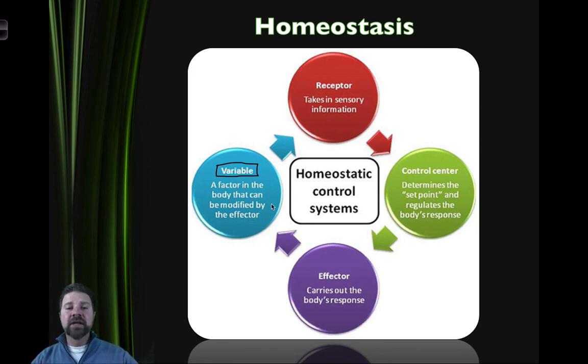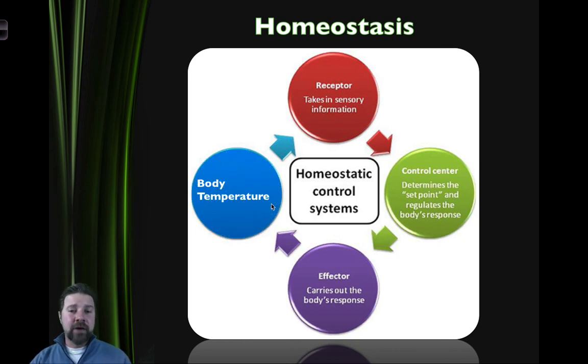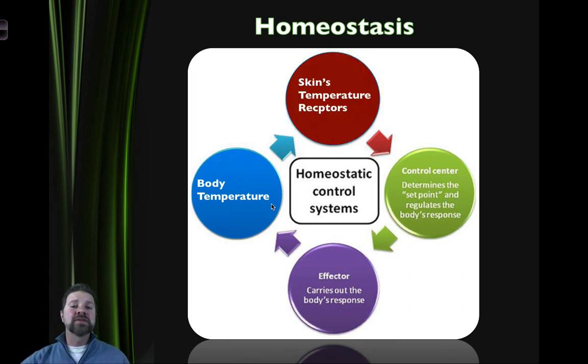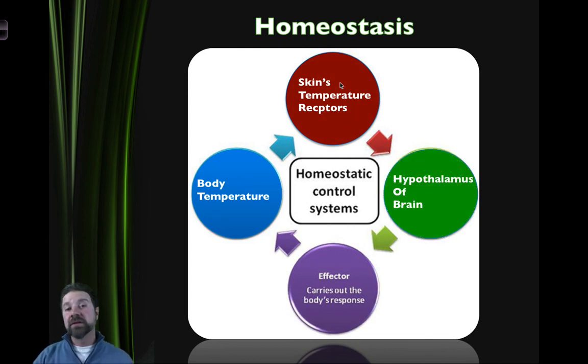So let's take a look at that in terms of temperature. So when temp goes down, we then have to perceive that with our body. And we do that with our skin's temperature receptors. So underneath the surface of your skin, you have little tiny nerves that go ahead and they sense the temperature, the ambient temperature outside of you, the organism. Then a message is sent to your control center, which is going to be a little structure in your brain called the hypothalamus. It's kind of like the thermostat of your body.